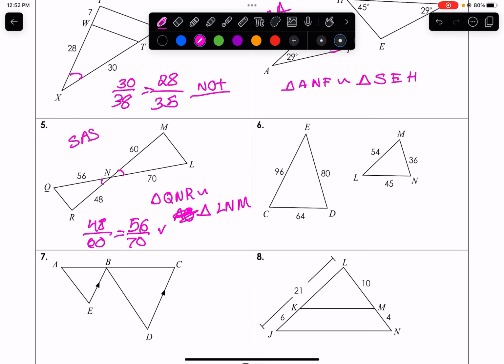So now we're going to look to see if it's side, side, side. 54 over 96 would have to be equal to 45 over 80. So let's check that first. 0.5625, 0.5625, so let's check the last one, 36 over 64, 0.5625. So yes, by side, side, side, we can say that triangle ECD is similar to triangle MLM.